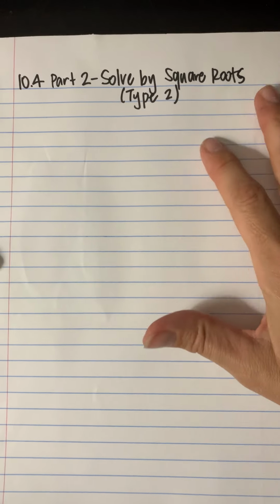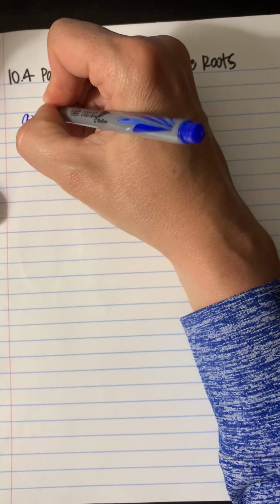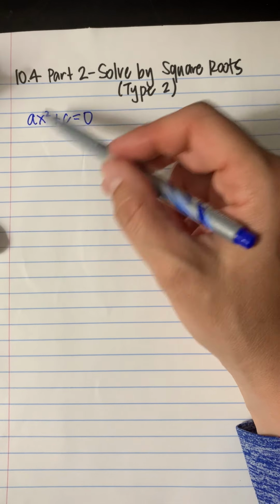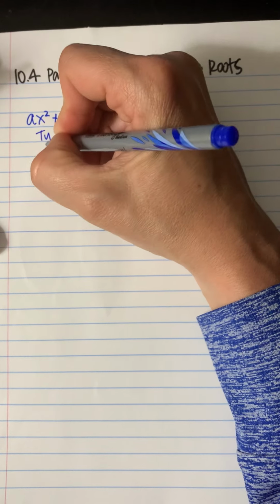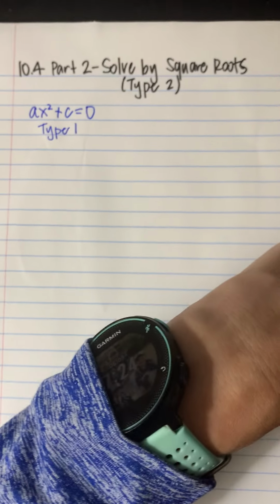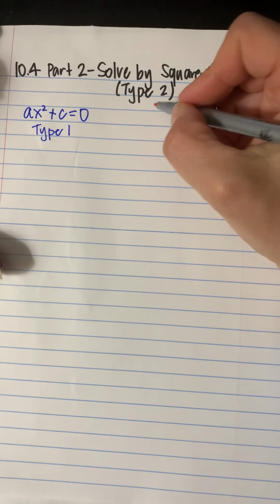We're solving by square roots again today, but this time it's going to be in a slightly different form, or maybe even a much different form than last time. Last time the equation looked like this. There was no b term. That was type 1. We're going to do type 2 today, which is different.